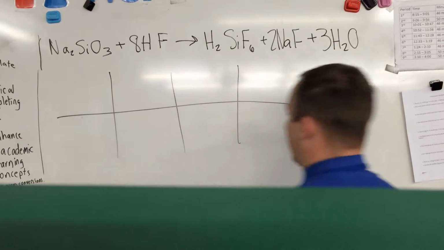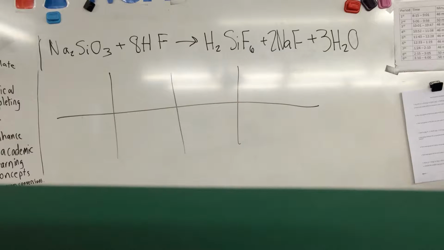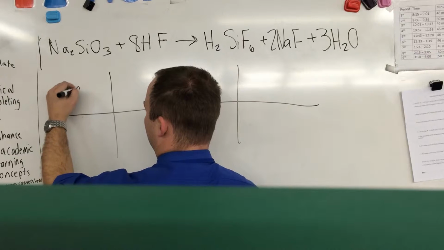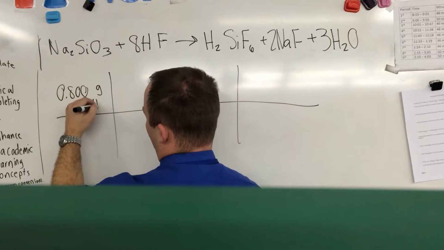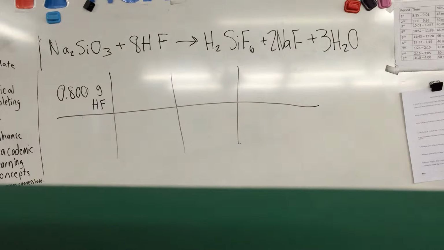Okay? And then the problem gives us, this is the question we're going to answer, how many grams of sodium silicate can react with 0.8 grams of hydrofluoric acid? So it's going to give us 0.8 grams of hydrofluoric acid, or 0.800 hydrofluoric acid. Okay? And if you look at your flow chart, you can see that the first stop, as we go from grams of hydrofluoric acid to moles of hydrofluoric acid, is to use the molar mass to convert grams to moles.